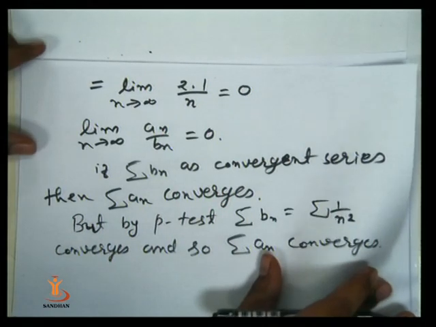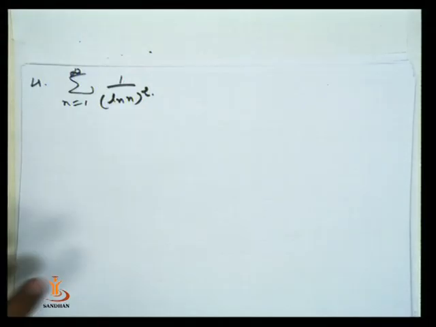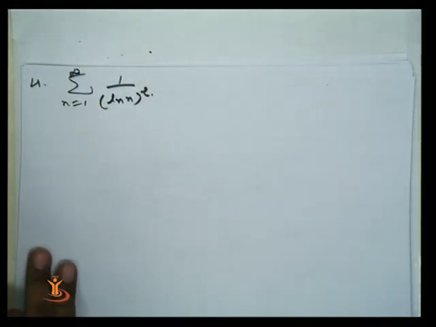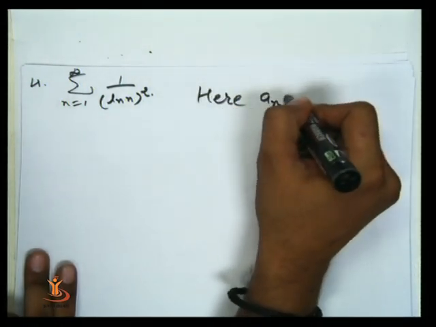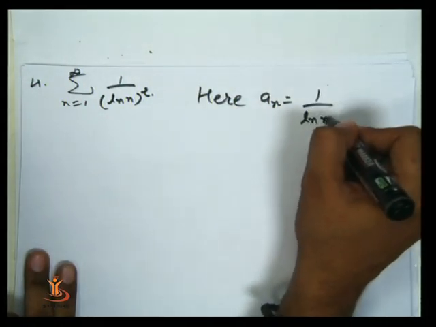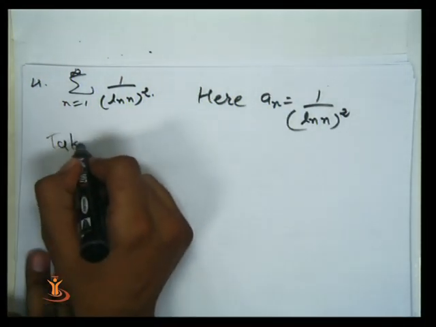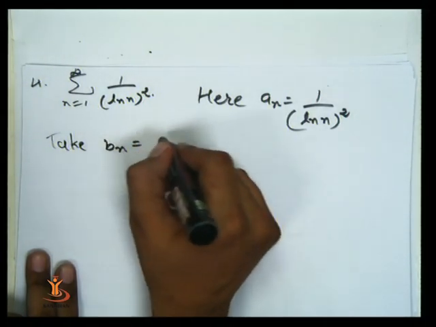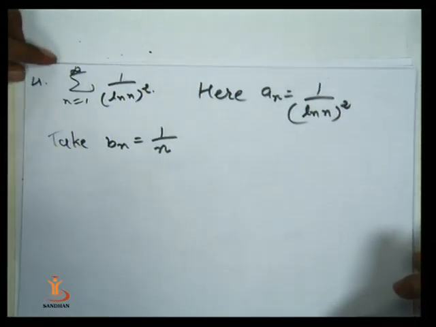Now let us go for the fourth example, summation n is equal to 1 to infinity of 1 upon (ln n)^2. Now in this series, here we have an is equal to 1 upon (ln n)^2. Now take bn is equal to 1 upon n.